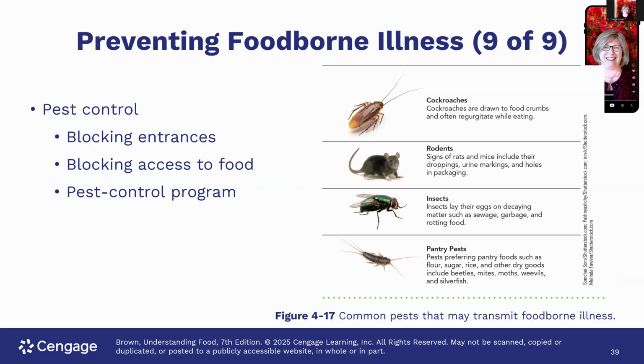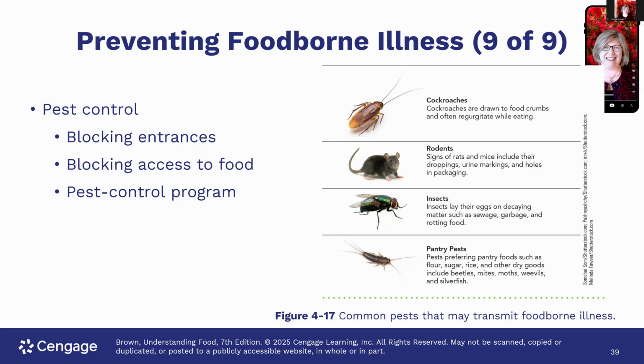But some of the pests that we want to try to avoid are cockroaches, rodents, insects, and pantry pests. And how we do this is we block entrances, we block access to food, and of course, we run the pest control program.